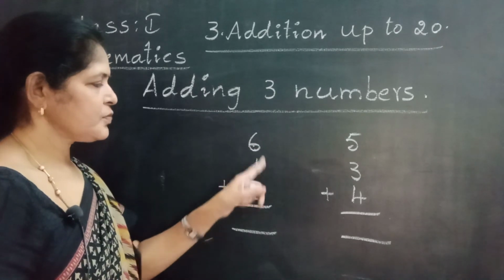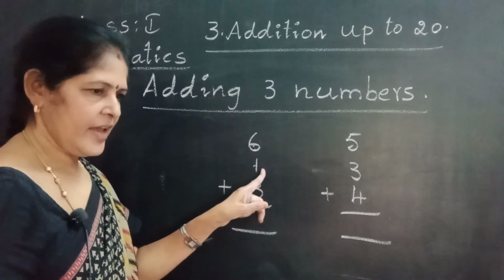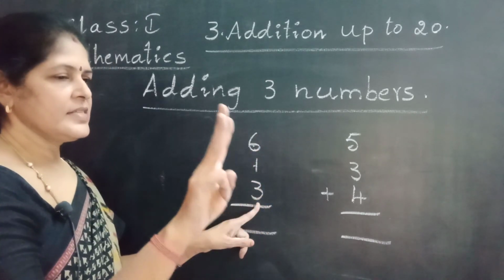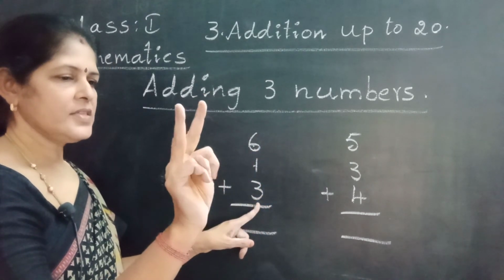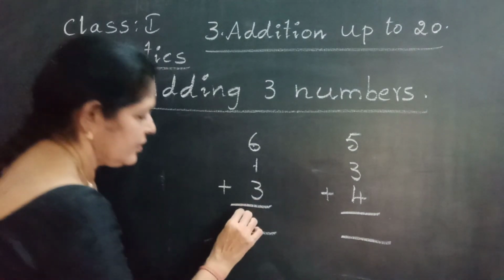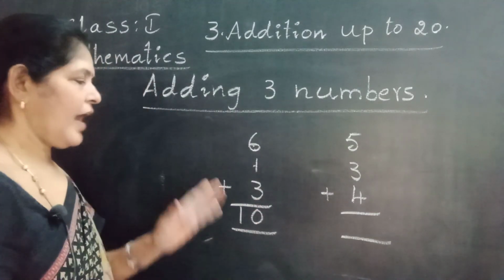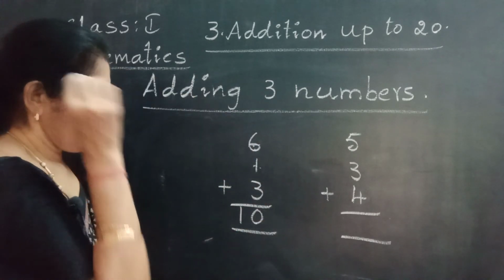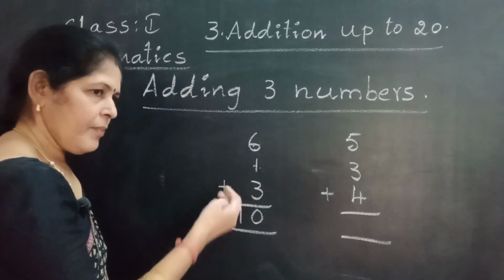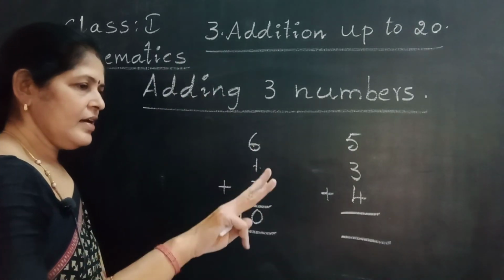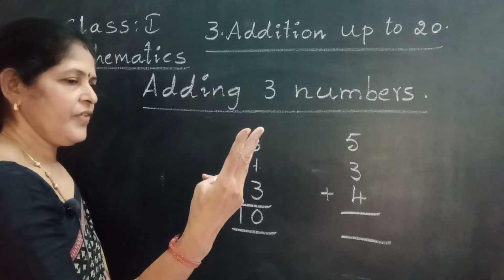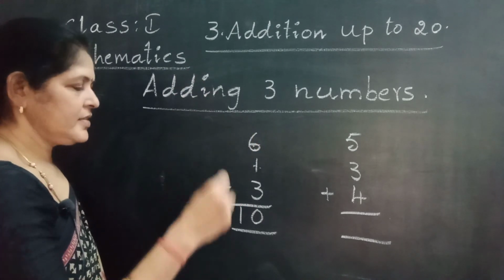Once again. 6 plus 1. 7. 7 in the mind. Take 3 fingers. 7 after 8, 9, 10. You have to follow like this. First add these 2 numbers. Keep that sum in the mind. Again take third number. Count after the sum. 6 plus 1, 7. Take 3 fingers. 7 after 8, 9, 10.